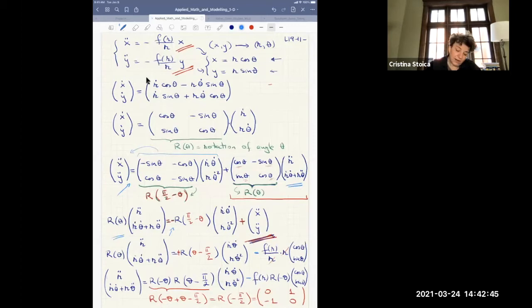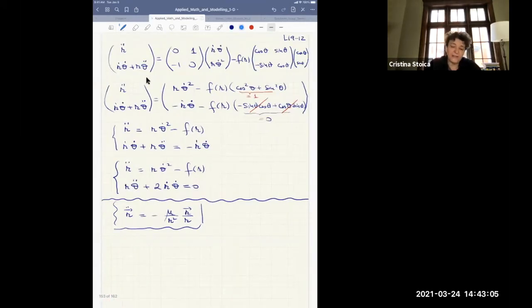But also here I said that this R was written as a rotation of theta minus pi over 2, but in truth R is a rotation of pi over 2 minus theta. And then if we do the calculation properly, the result, as I said, is correct. So the equations at the end are correct, okay?